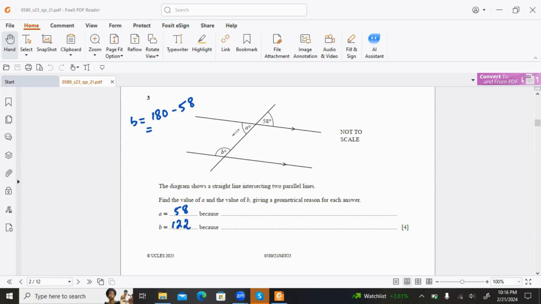Now the reason for A is A equals 58 because vertically opposite angles are equal, and B equals 122 because A and B are interior angles.